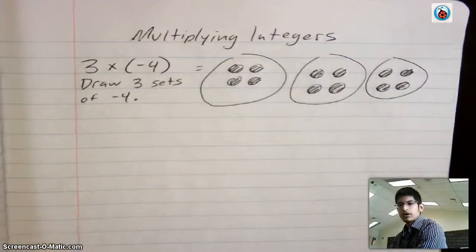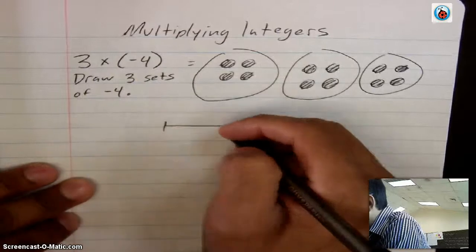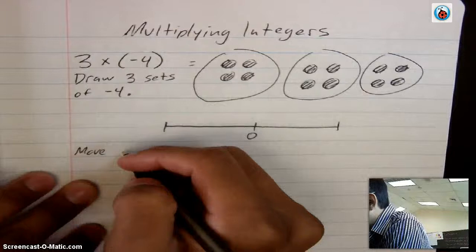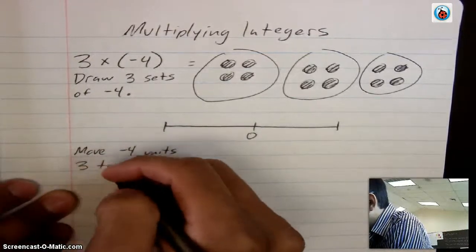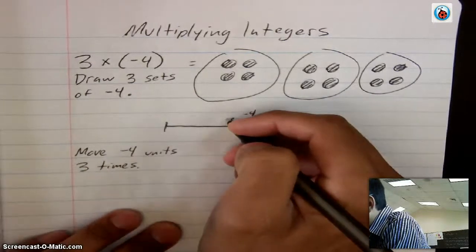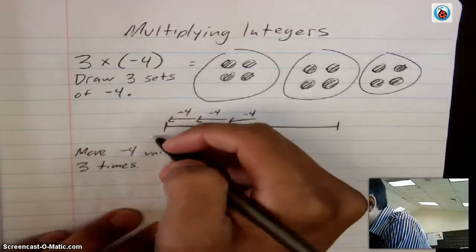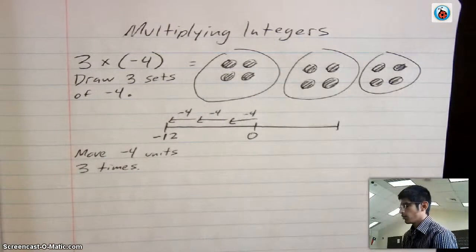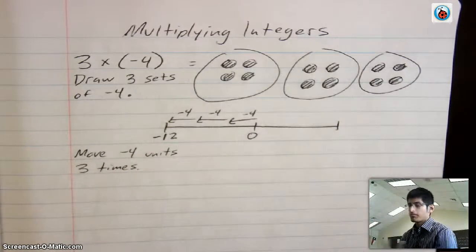And let me give you another example using a number line. So if I'm doing 3 times negative 4 on a number line, what this means is that I'm going to move negative 4 units 3 times. So that means I'm going to go back negative 4, and then I'm going to go back negative 4, and then I'm going to go back negative 4. And I should be at negative 12, because negative 4 plus negative 4 plus negative 4 equals negative 12. So you see, when I multiply a positive and a negative, I'm always going to have a negative because I'm always going to be moving backwards.